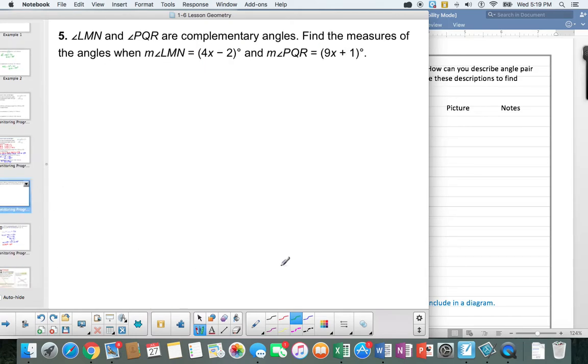Here's another your turn opportunity. Go ahead and find the measures of those 2 angles. Stop the screencast, take your time. As soon as you're confident with your answers, resume the screencast and look to see how well you did.